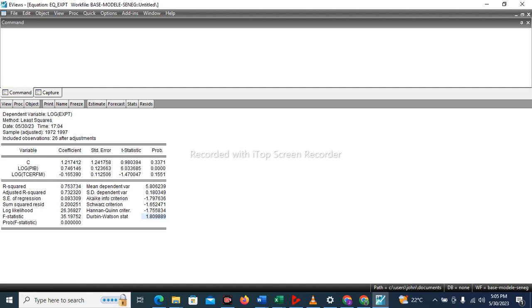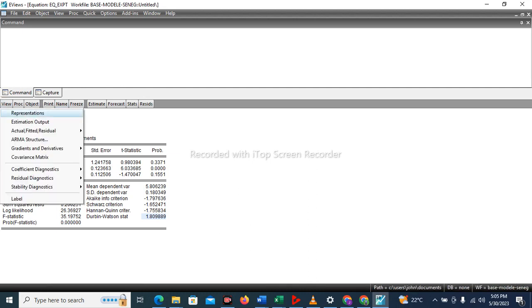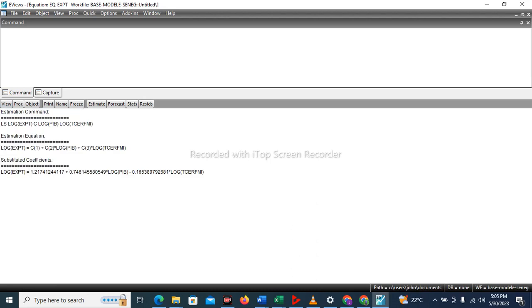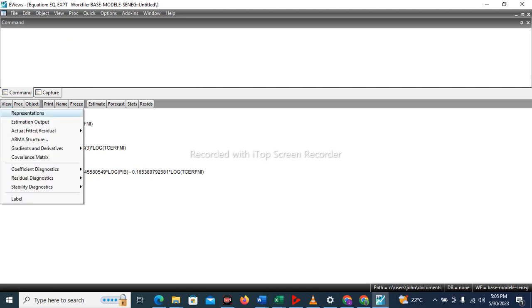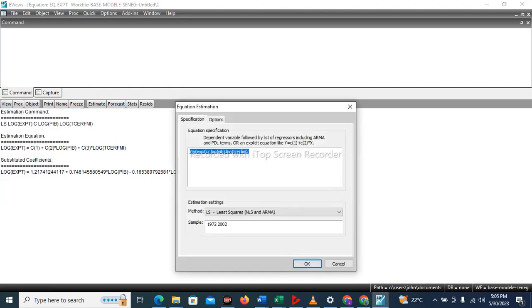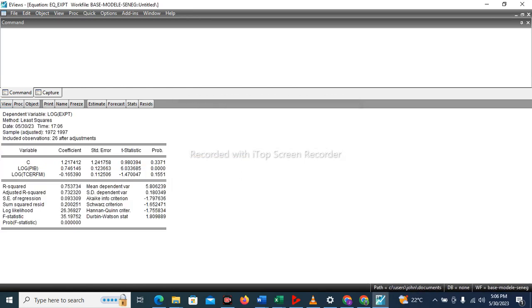Of course, you can look at the coefficients here. In other words, you can look at the representation of the equation here. So this is what we have. The representation, estimation of equation, the C, the coefficient, then you have log PIB, log C3. Of course, the coefficients are this one 1.21, 0.76, and -0. So all these correspond to what we have in our equation here. When we get back, they correspond to these values.